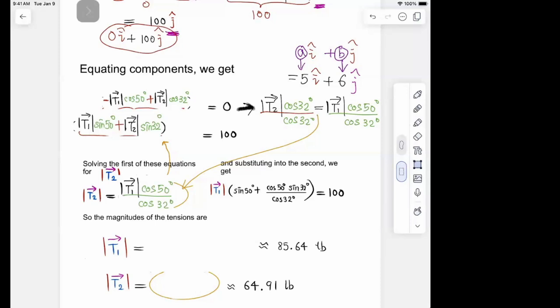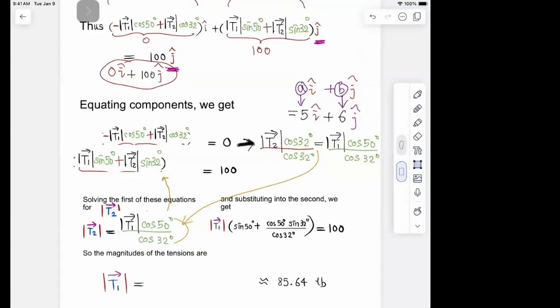Okay, so T1 times sine of 50 degrees with this one, and then T2 is going to be replaced by this. So you take out cosine of 50 degrees times sine of 32 degrees divided by cosine of 32 degrees, right? And that's equal to 100. Do you agree? Okay. Why is this one equal to 0?